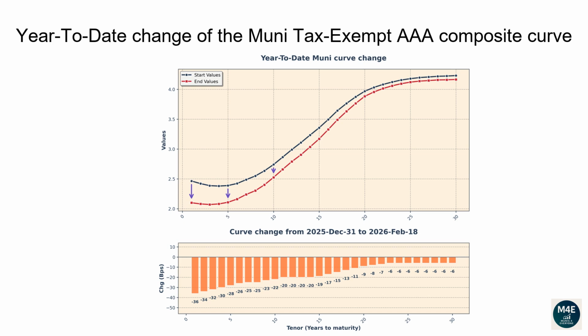The 1-year tenor changed -36 basis points. The 2-year tenor changed -34 basis points. The 5-year tenor changed -28 basis points. The 10-year tenor changed -22 basis points. The 20-year tenor changed -9 basis points. The 30-year tenor changed -6 basis points.